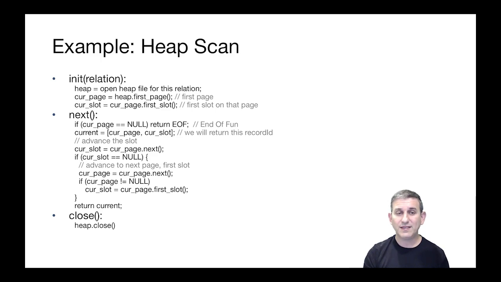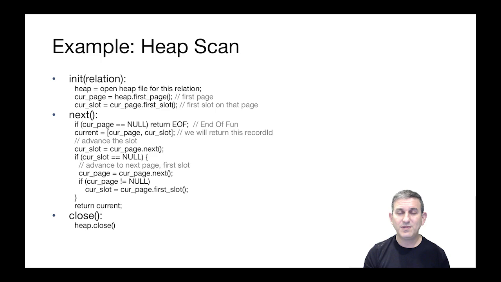if we've seen all of them already, then we need to advance to the next page. So we'll say cur page equals cur page.next. And then we've got a new page, and assuming that page is not null, we'll take the first slot on that page as the next slot to look at. So at this point, we're ready to return our current tuple because our cur page and cur slot are ready for our next call. And then the close method on HeapScan simply deallocates any operating system's resources associated with that heap file by saying heap.close.